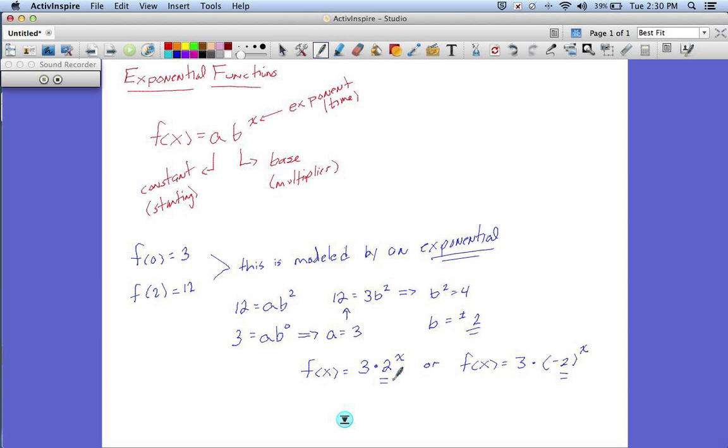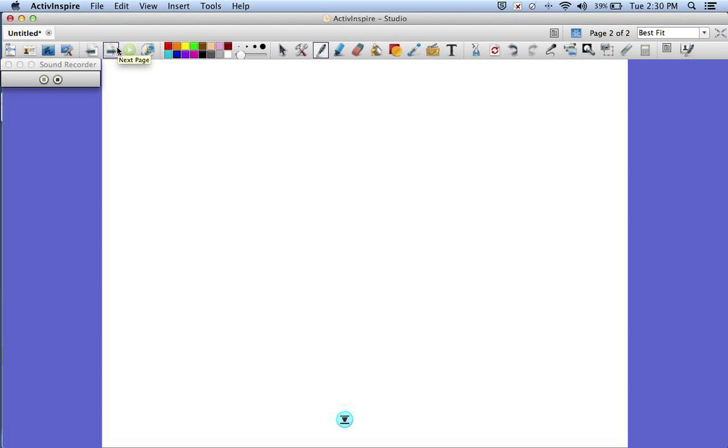All right, so there's one example of taking two given points. You can find the equation of a line given 2 points. You can find the equation of an exponential given 2 points as well. So let's take another example here.